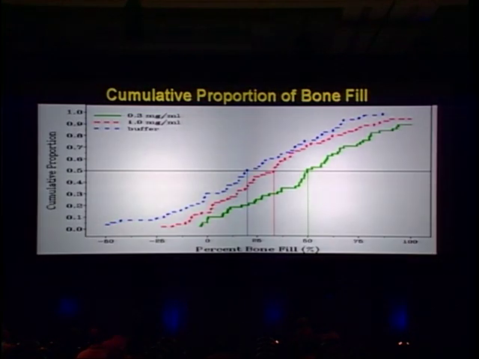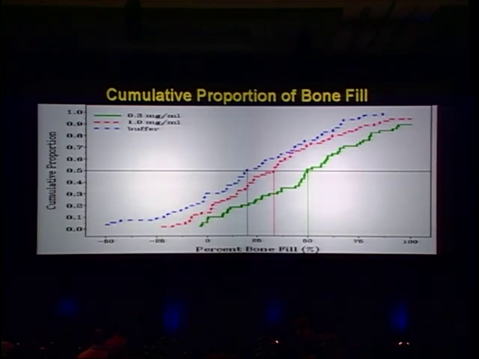If we look at the proportion of cumulative bone fill, this is an interesting slide as well. You've seen it once this morning, but I think it's worth talking about again. This is the buffer alone, and this is the 1 milligram per ml, and this is the 0.3. You see how each one of these are clearly separate from the other. And at any point on this curve, no matter where you look, the 0.3 milligram per ml outperforms the other 2.